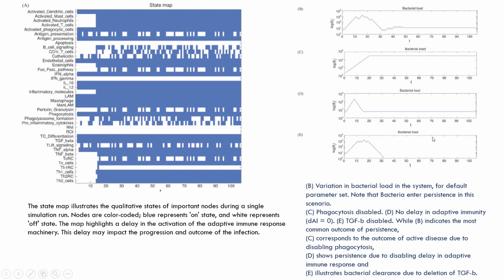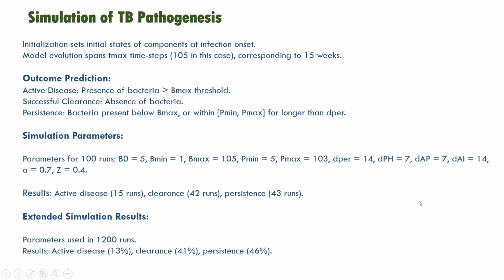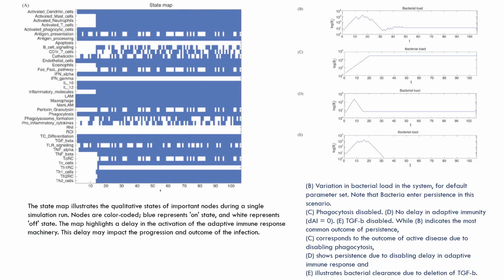All the four plots are showing variations in bacterial load. So there are different conditions here. For C, in this case, the phagocytosis is disabled, so you see the bacterial load goes up to a certain saturation point and it stays there. D is basically, I think, no delay in adaptive immunity.